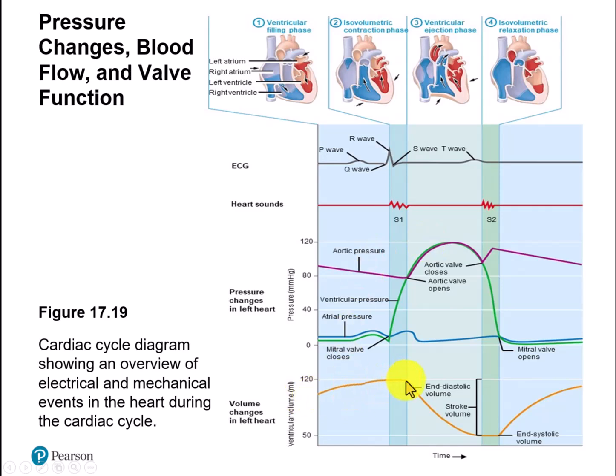So at the end of diastole in the ventricles, you have about 120 mL, so this is the end diastolic volume. And then with the contraction, systole, we have our end systolic volume. The difference, EDV minus ESV, gives you your stroke volume, which is about 70 mL.